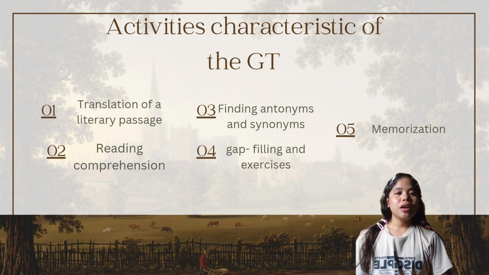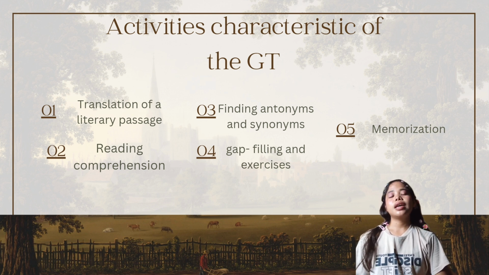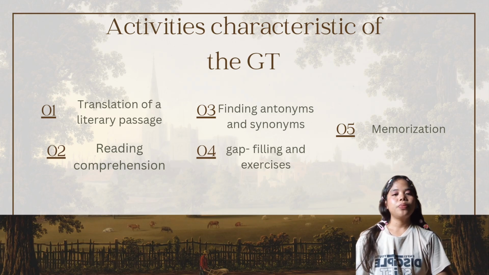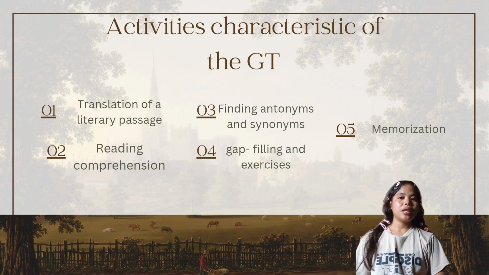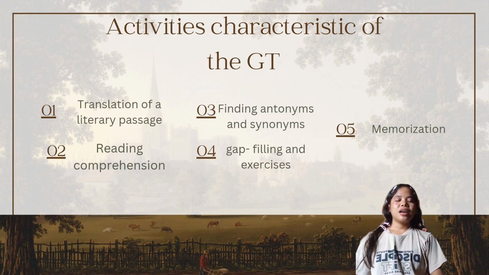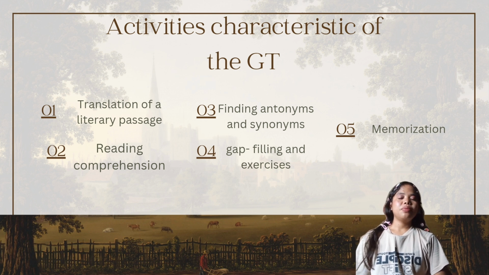Now, under reading comprehension, students must read the passage in order to understand what's inside the context, or the meaning of what is written. And of course, finding antonyms and synonyms. We all know that antonyms are two words that are different from each other. Let us say, for example, night and day, chaos and peace, or chaos and order, and so on and so forth.